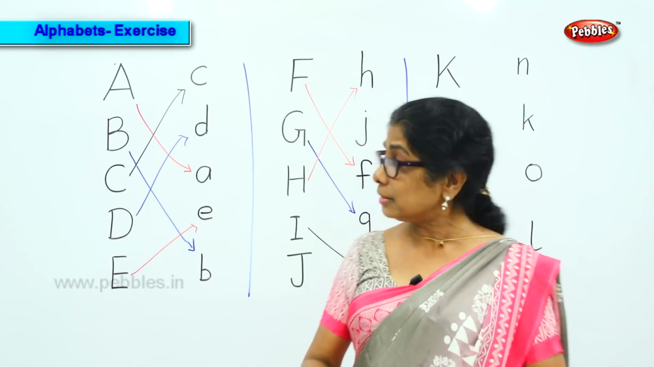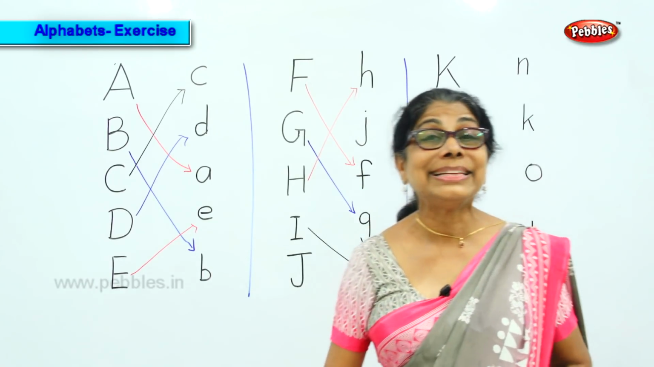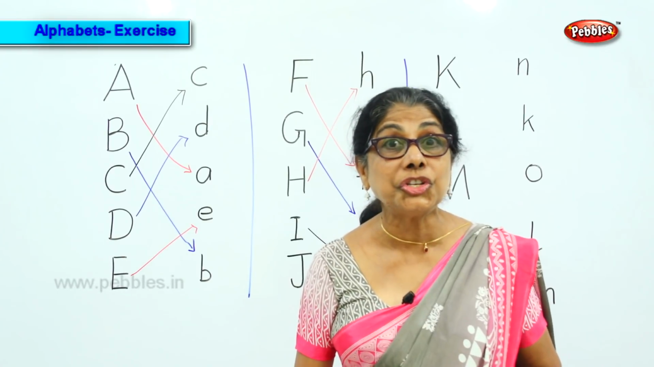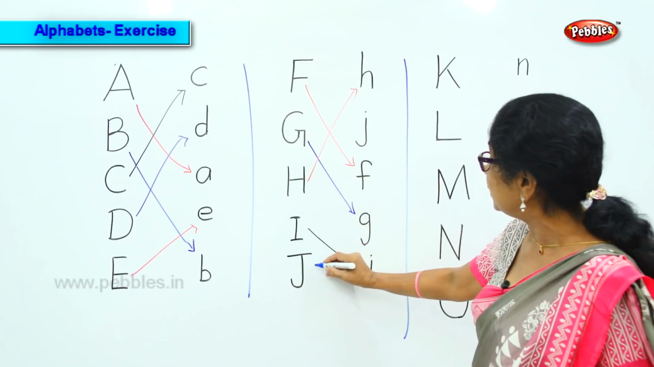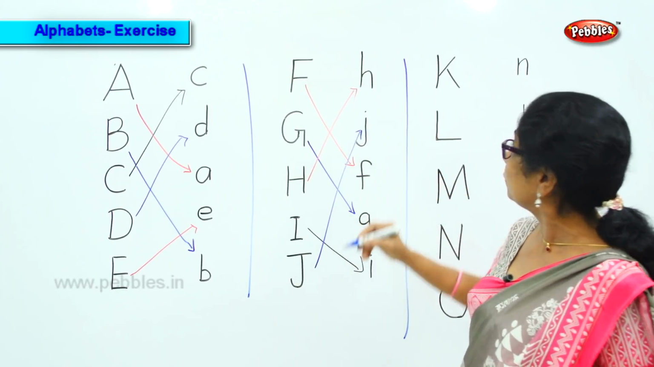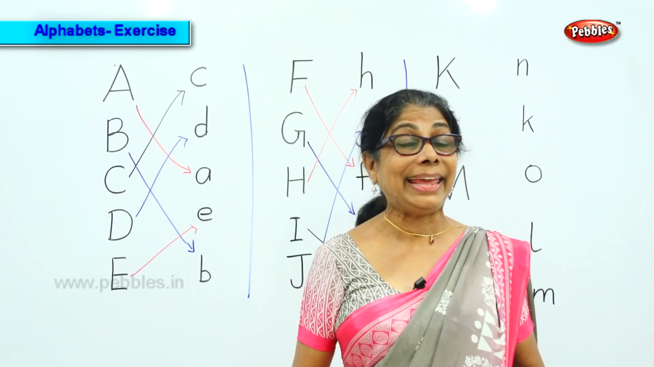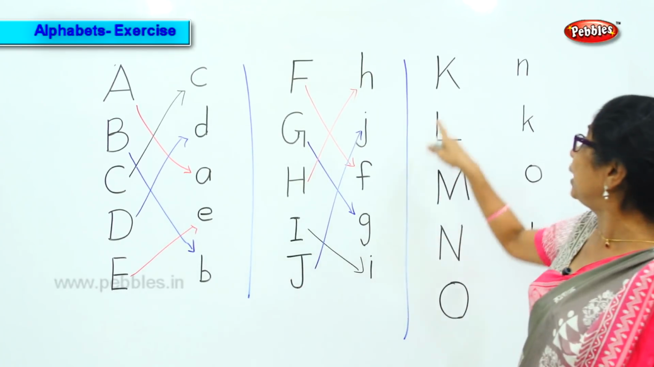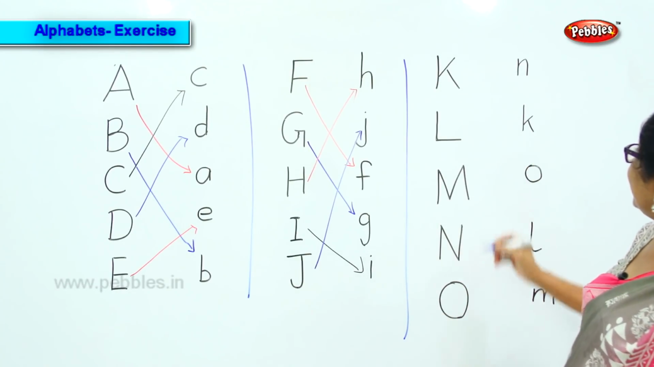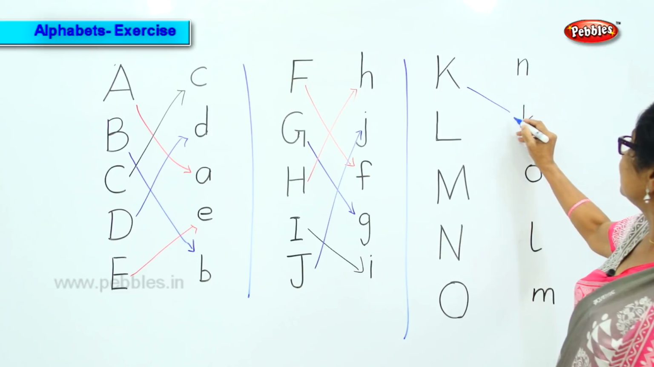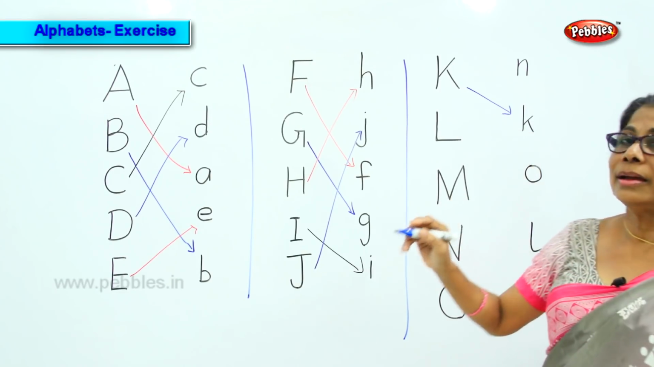And lastly we have here J. That is J, J, J, J. Jam, J, small j. Alright? Next we have K. We have letter K. And where's the small letter K? Here. What is the sound of K?